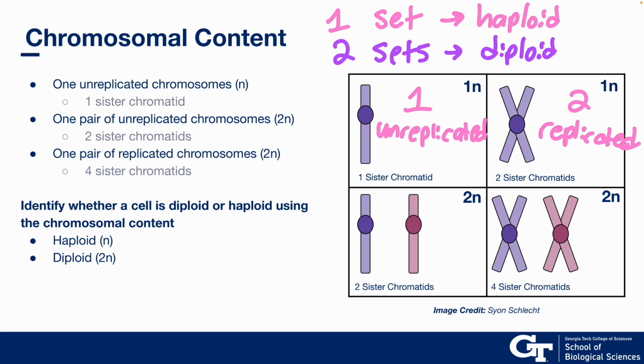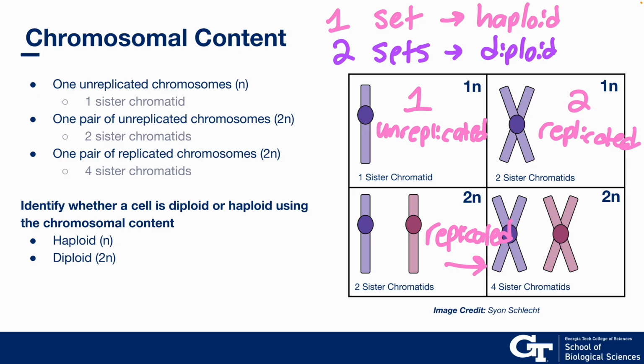Same idea, how can we be diploid? Well, if we have two different chromosomes, then we're diploid because we have two sets. But they can consist of either two separate sister chromatids, or they can, again, become replicated. And that's where we would have four sister chromatids. See, even I get tripped up with the vocab.